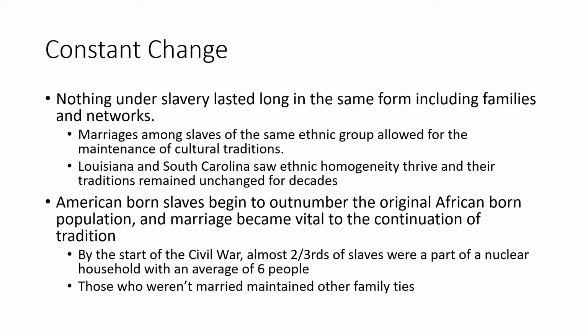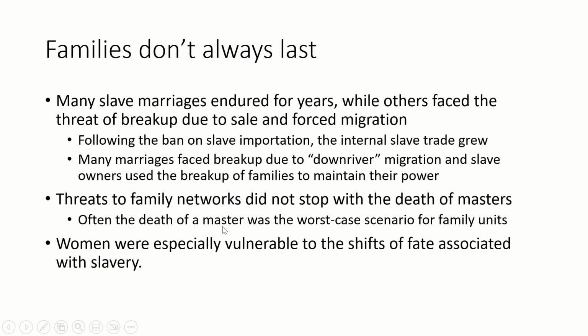By the start of the Civil War, approximately two-thirds of slaves were members of nuclear households, each household averaging 6 people: mother, father, children, and often a grandparent, elderly aunt or uncle, and even in-laws. Those who did not have a marriage bond or even a nuclear family still maintained family ties, most often living with a parent, brother, sister, or grandparent. Many slave marriages endured for many years, but the threat of disruption, often through sale, always loomed.